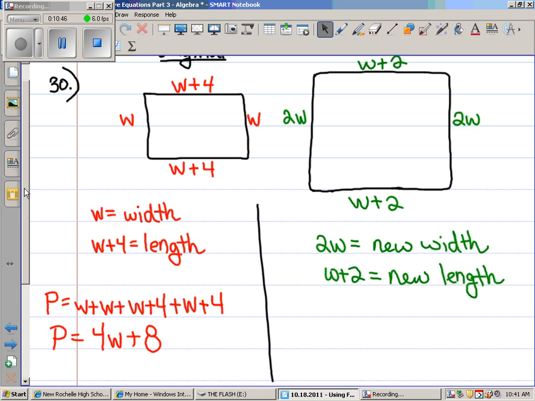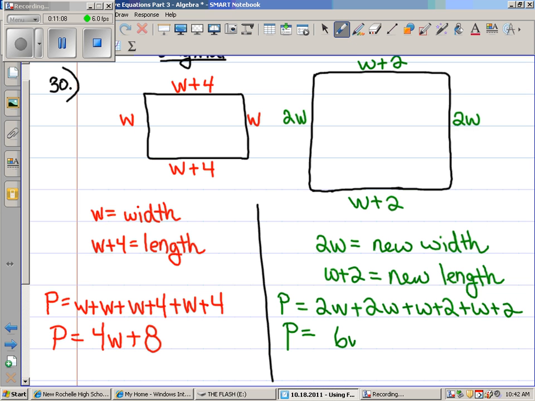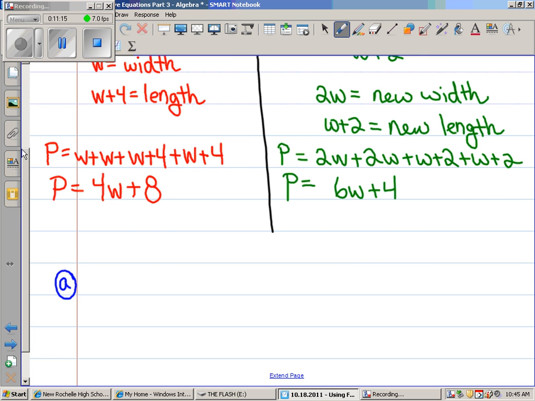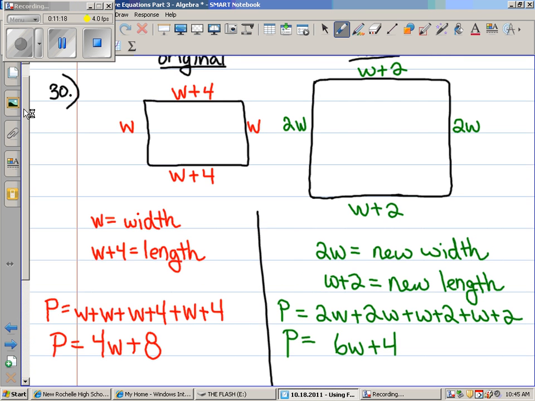Let's do it for the other one. The perimeter for the other one is going to be 2W plus 2W plus W plus 2 plus W plus 2. And that's going to be 2, 4, 5, 6W plus 4. So now we have all this stuff listed down. We got all of our notes taken.